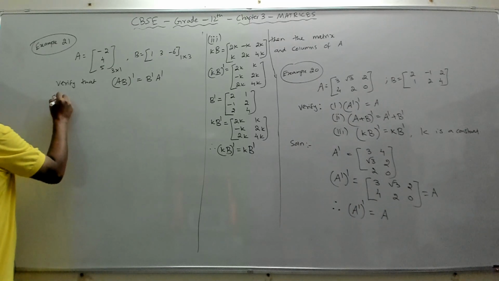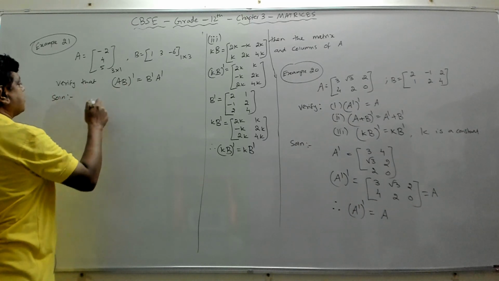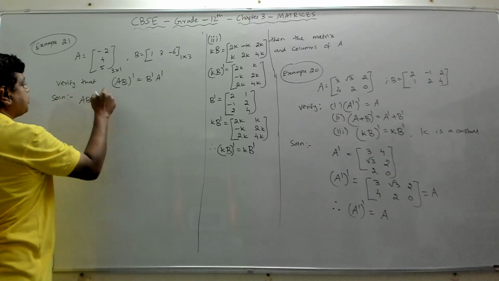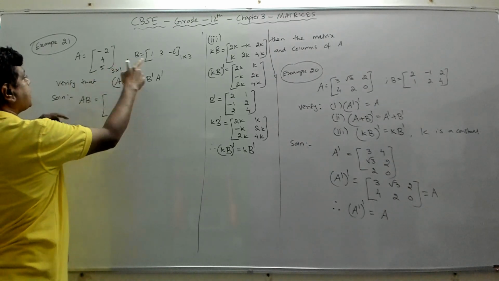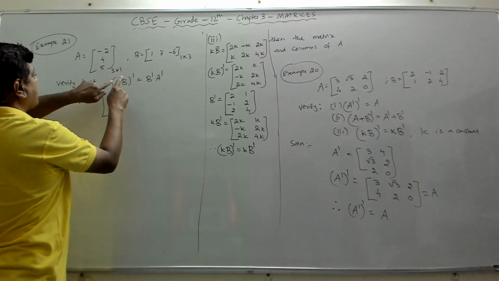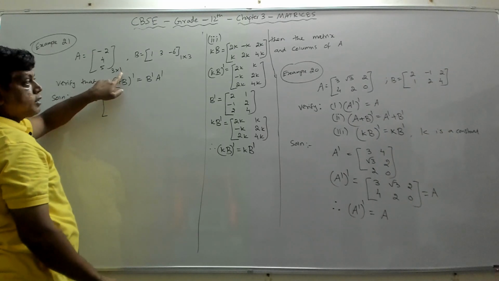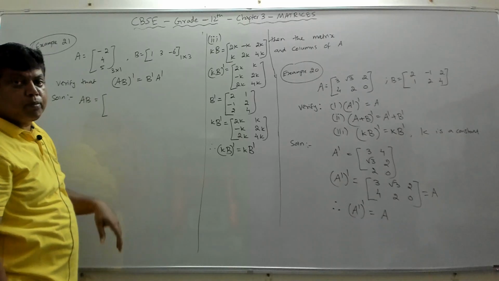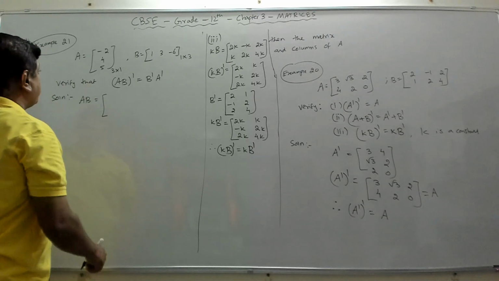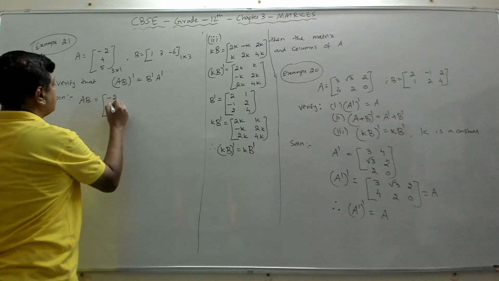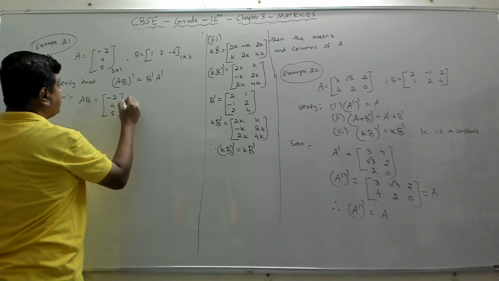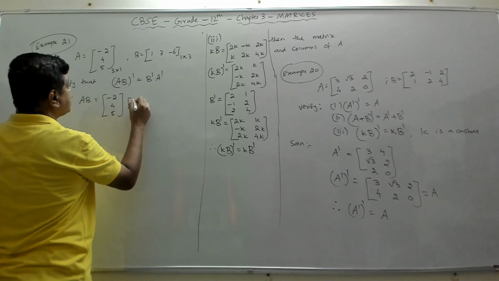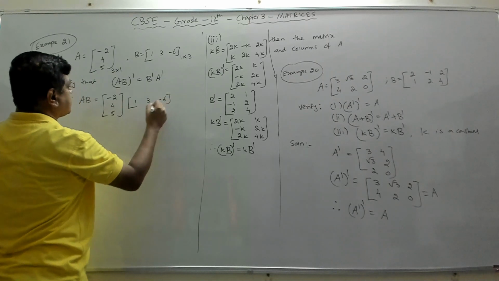So the solution is, let's find what is AB. AB matrix, which means A into B. Multiplication is possible because the number of columns of the first matrix A is equal to the number of rows of the second matrix. If they match only, we can multiply. That is the rule for the multiplication of two matrices. So A is minus 2, 4, 5, that into B. B is 1, 3, minus 6.